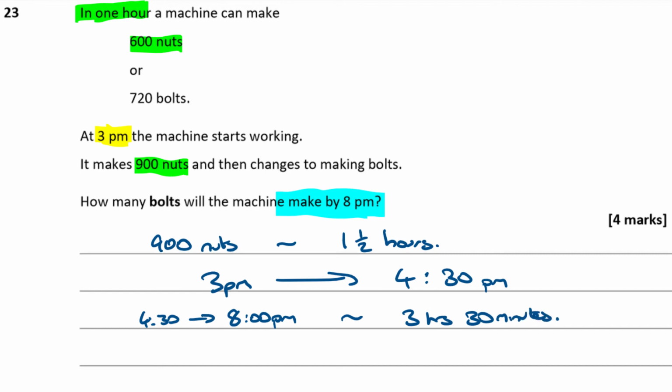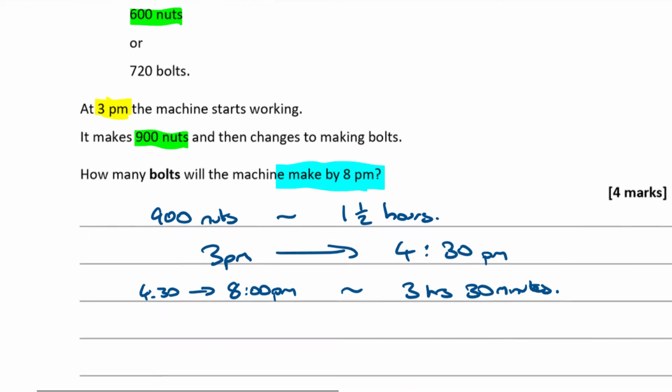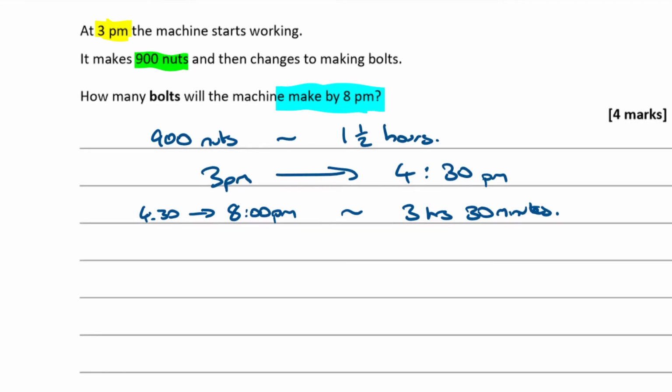Okay, so if we want to know how many bolts it can make, then it's going to be making bolts for 3.5 hours, isn't it? So if I then say the number of bolts is going to be the number of bolts it can make in an hour, which we were told was 720, multiply that by the amount of time it was making bolts for, which was 3 hours and 30 minutes. So I'm going to write that down as 3.5 hours.